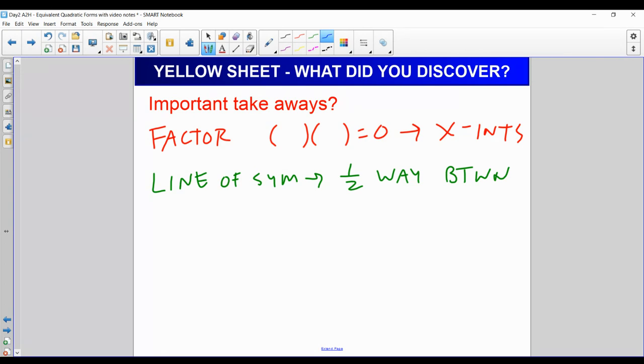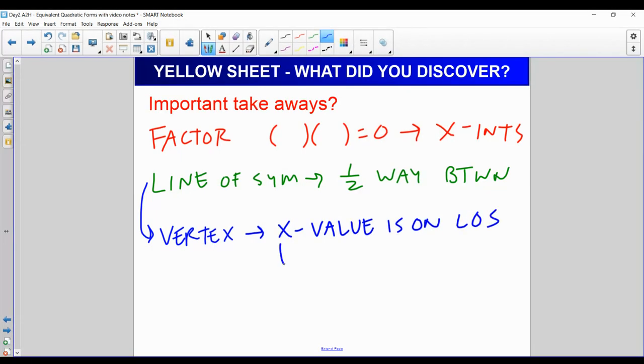What else? If we have the line of symmetry, that can take us to the vertex, because the x value of the vertex is on the line of symmetry, and then plug in to find y. Okay, and then we've got to understand that the stretch and compress behaves just the same as if we were in vertex form.